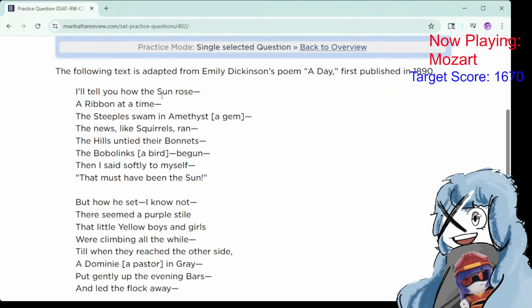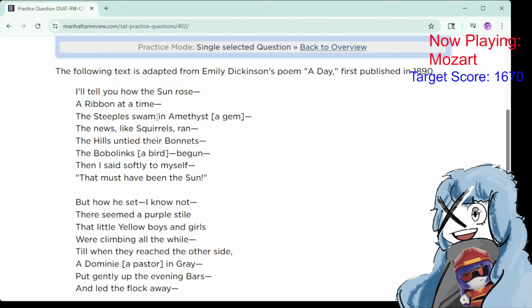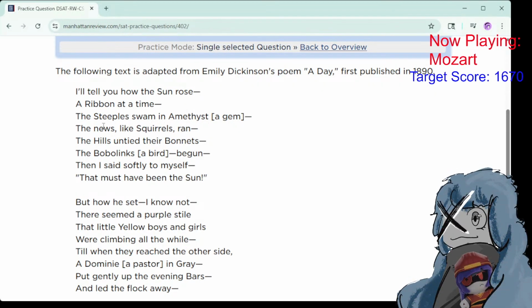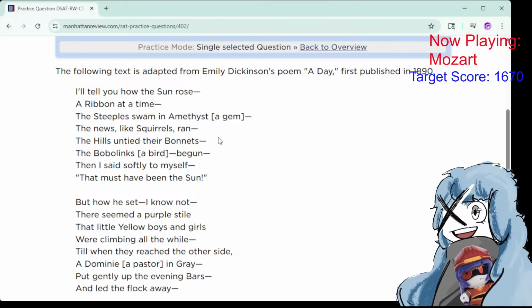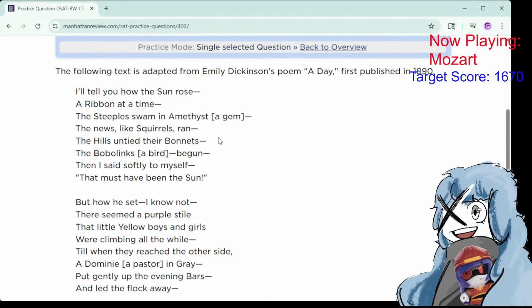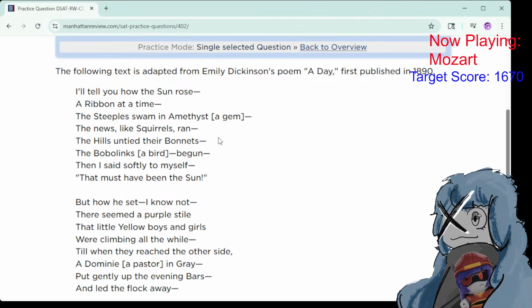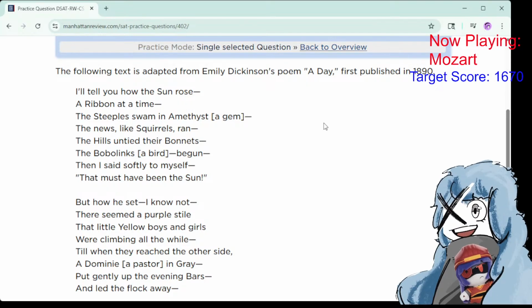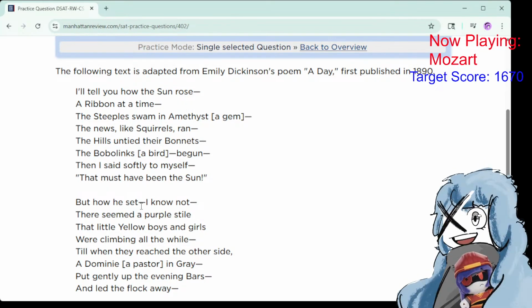I'll tell you how the sun rose, a ribbon at a time. The steeple swam in amethyst. The news the squirrels rang. The hills untied their bonnets. The bobolinks begin. Then I said softly to myself, that must have been the sun. But how he set, I know not. There seemed a purple stile.